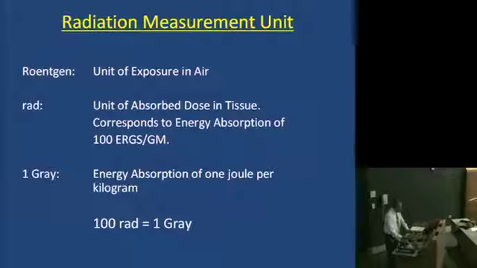We have to be able to quantitate the doses of radiation to deliver radiation effectively and consistently. The unit of radiation was described previously as the rad. In certain books you might read rad, which is the absorbed dose in tissue that corresponds to energy absorption of 100 ergs per gram. While 1 gray, which is the most commonly used unit for absorbed dose, is the energy absorption of 1 joule per kilogram. There's a simple relationship: 100 rad is equal to 1 gray.